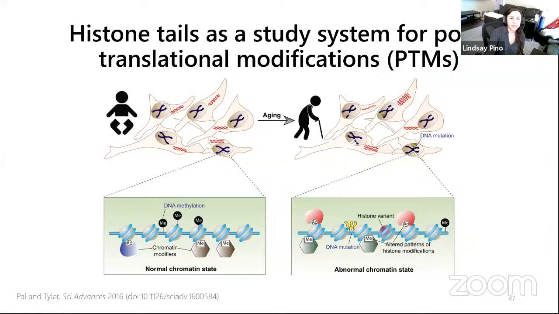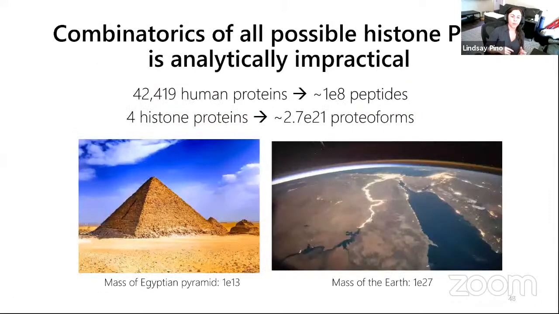So measuring histones themselves, there's really only like the 4 canonical histone proteins that make up a nucleosome. But when you compare the complexity of those 4 proteins and all their possible PTMs, the problem becomes very large. For context, out of like the 40,000 human proteins, there's about 1E8 peptides to search for the proteome. There's only 4 histone proteins, but when you take into account all of the combinatoric PTMs that are possible on them, this becomes as hard a problem as comparing the size of an Egyptian pyramid to the size of the entire Earth. So it's a very difficult problem.